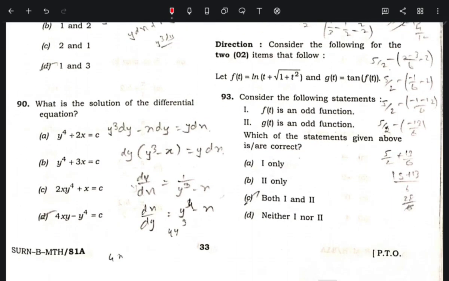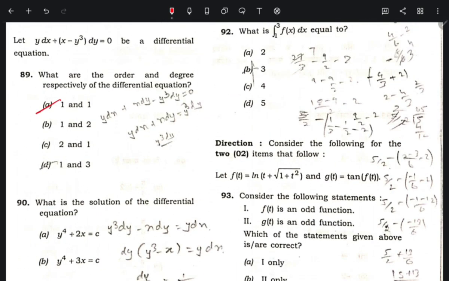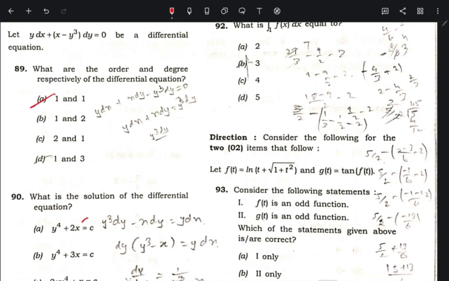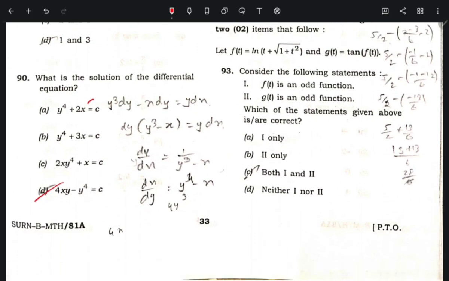89 you get A 1, this is degree and order. Then for 90 you get D. Trying to find the solution, just differentiate each term. So you know that by differentiating this you definitely would not get that, right? So you can do this problem in your mind itself.